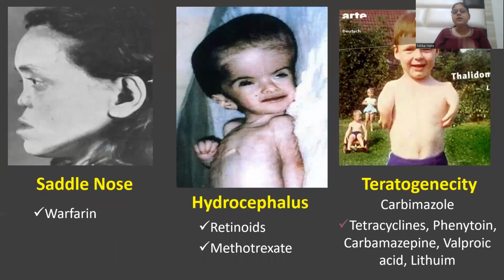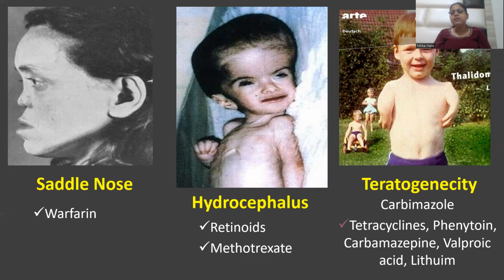carbamazepine. Saddle nose, when there is depression of the nose, can occur due to warfarin, which is an anticoagulant. Hydrocephalus is when fluid fills the brain and there is enlargement of the head, which can occur due to retinoids and methotrexate. And in teratogenicity there can be cleft lip, cleft palate, congenital anomalies like spina bifida, or saddle nose. All these in combination can be caused by carbimazole, and fetal hydantoin syndrome by phenytoin.